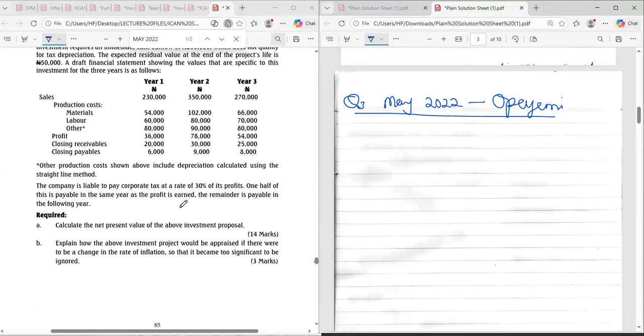Okay, so let's see. Now, what did they want us to do in this question? Calculate the net present value, which is NPV of the above investment appraisal. That's a good mark, 14 marks. How many years is this project? It's looking like 3 years. Just look at my screen. Doesn't matter.